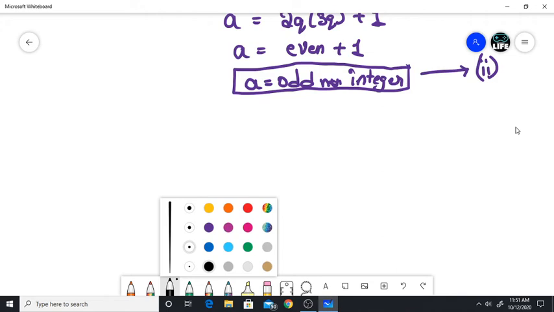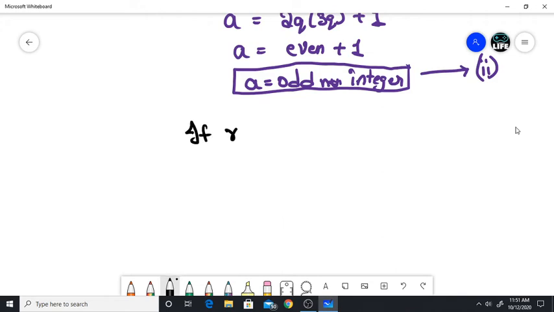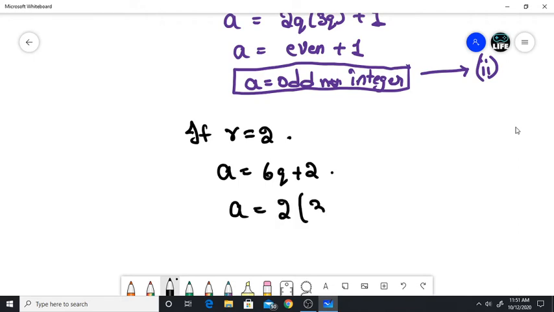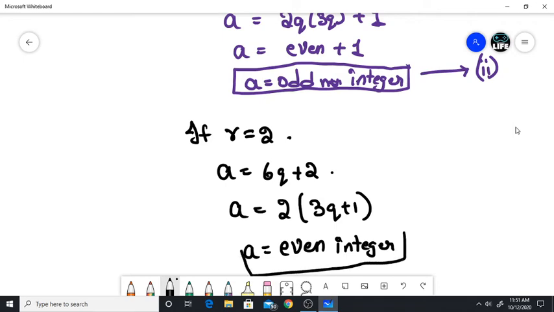Okay. Now let's check what will happen if r equals 2. If r equals 2, a equals 6q plus 2. So a equals, taking 2 as common, 2 into 3q plus 1. Any number multiplied with 2 gives you an even number. So a equals an even integer.